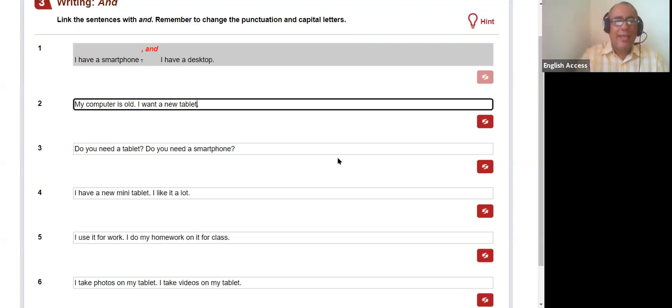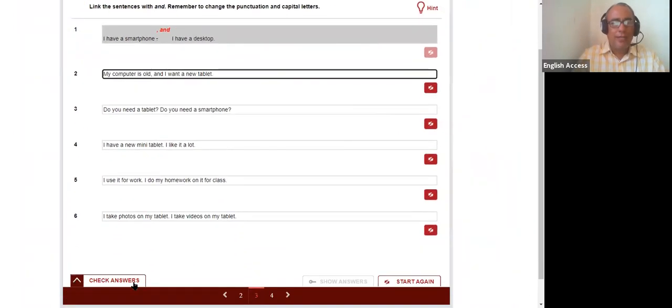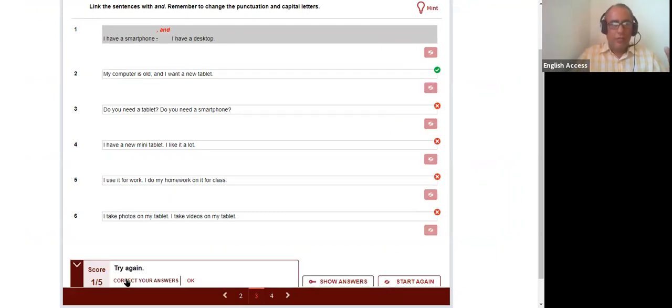What is the answer for this? How do we solve this? We are going to erase the dot. We are going to place a comma and the word and, that's it. My computer is old, and I want a new tablet. Let's check answers to see if we are correct. Okay, Fatima. Okay, Francisco. Here we go. Yes, you see, we need the comma and I want a new tablet.